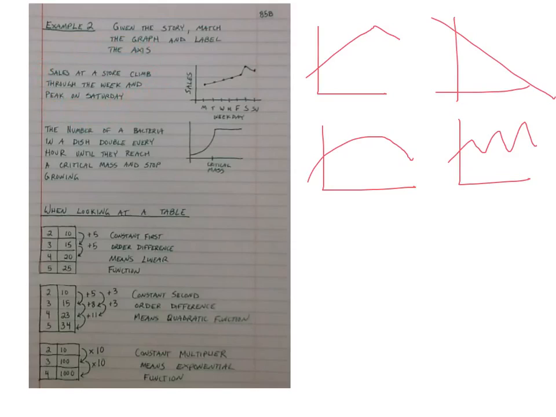So if they climb through the week, we probably have one of these two graphs, and they peak on Saturday. So at Saturday we have our highest sales, and then it drops off a little on Sunday. This might work if you had this being your Saturday, but it'll be clear which graph works.